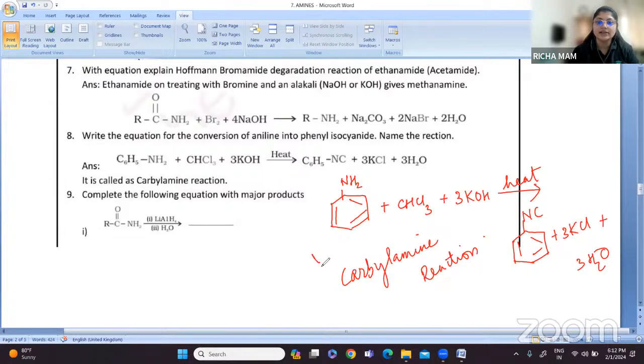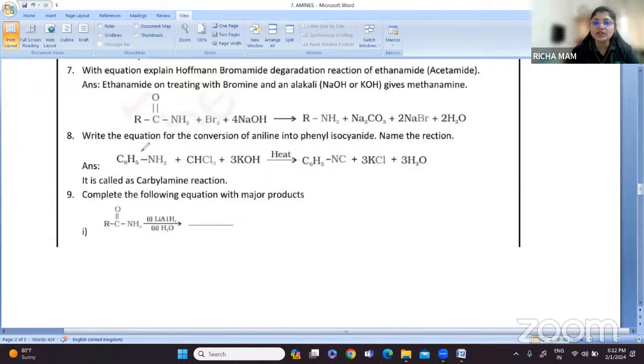Is it clear? These are 2 marks questions. For the explanation, 1 mark, and for the reaction, 1 mark. Or for the equation, 1 mark, and for naming the reaction, 1 mark. Like this, the marks are distributed.